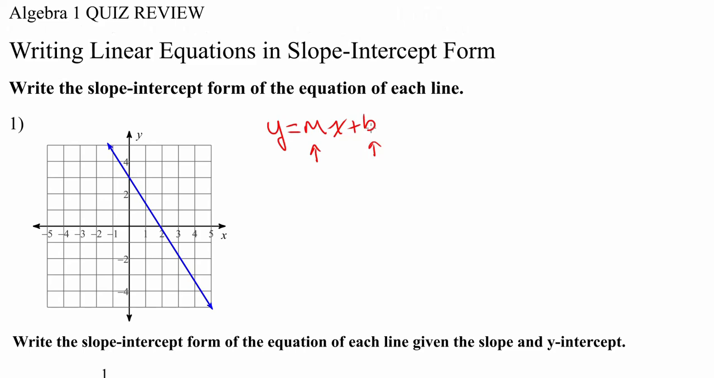Let's find the y-intercept first. All we have to do is look at our graph and see where it intersects the y-axis. And we see that it intersects right here at 3. So we know that b equals 3. Next, we need to find the slope.